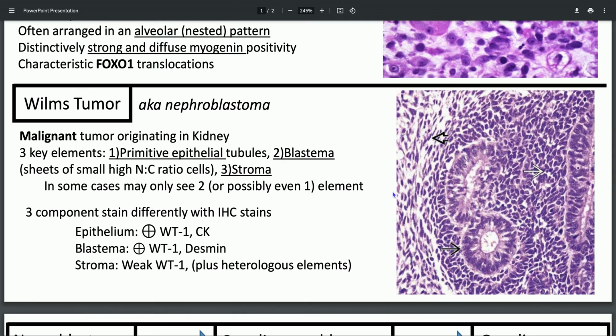Okay, Wilms tumor is also known as nephroblastoma. It's a triphasic tumor, although sometimes you might get different proportions and you might only have 2 or even 1 element, so it's important to know that. The triphasic tumor consists of the epithelial, your blastemal, and your stromal elements. Your blastemal element will be the one that looks more like your small round blue cell differential. IHCs can stain different elements, so cytokeratins and WT1 will stain the epithelium. Your desmin and WT1 will stain the blastema, and your stroma will be weak WT1.